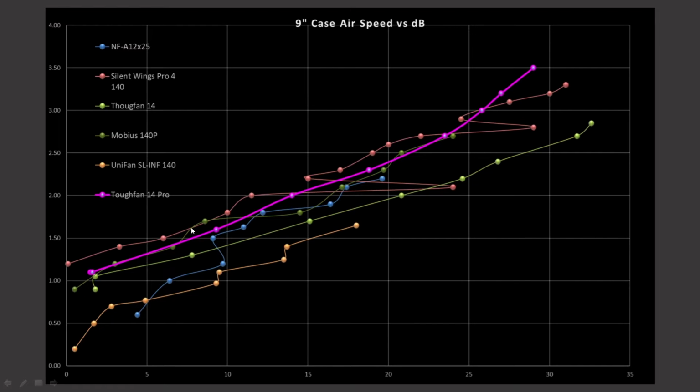We have the Mobius 140p kind of competing along with it, but it cycles up, drops back, gets close to it, comes up again, drops back again. The original Toughfan 14, sitting right here, just doesn't have the same sort of top-end performance, and you can see that it leveled out quite a bit more. So whatever they did to the Toughfan 14 Pro, it's paid off.